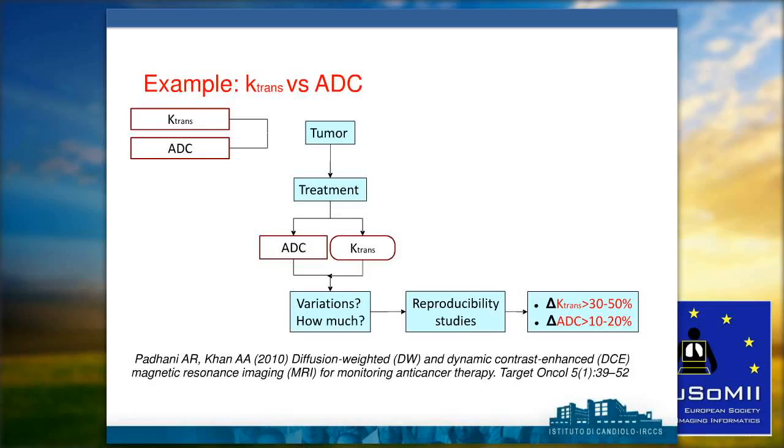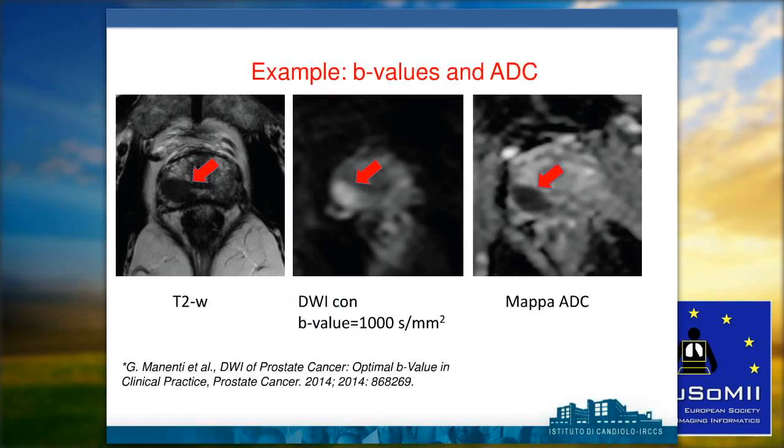variations that have been shown for features like K-trans. You can see that reproducibility is very low, as there are extreme variations between 30 and 50%, and things are going a little better with apparent diffusion coefficient, where variations are about between 10 and 20%.